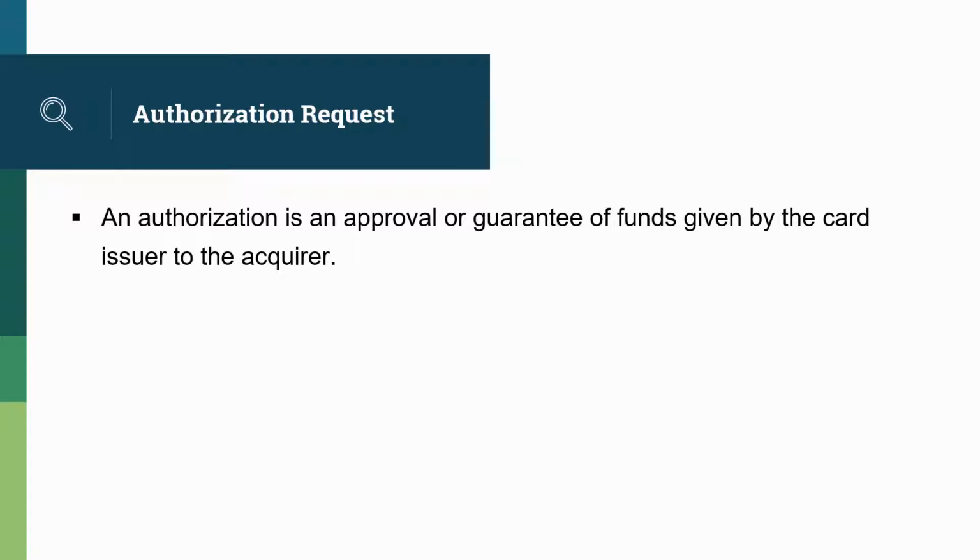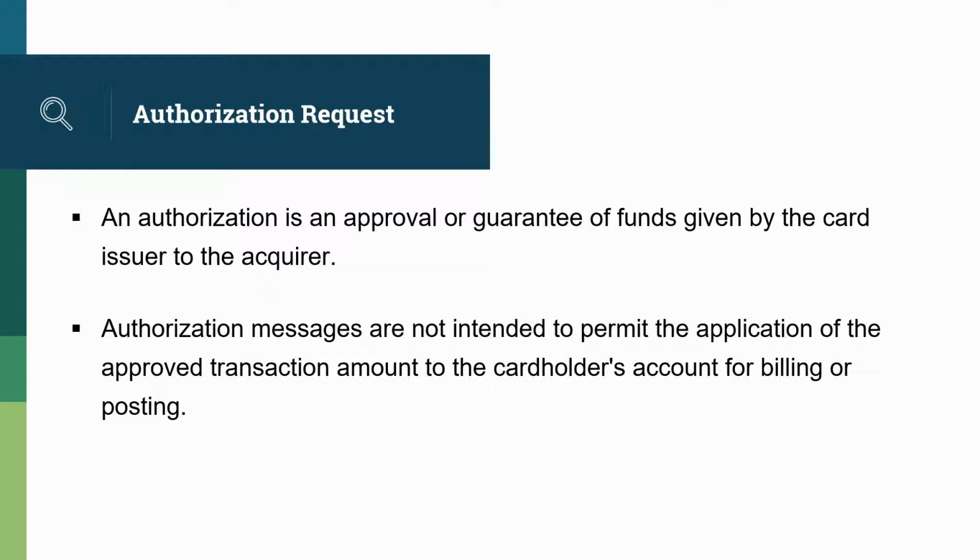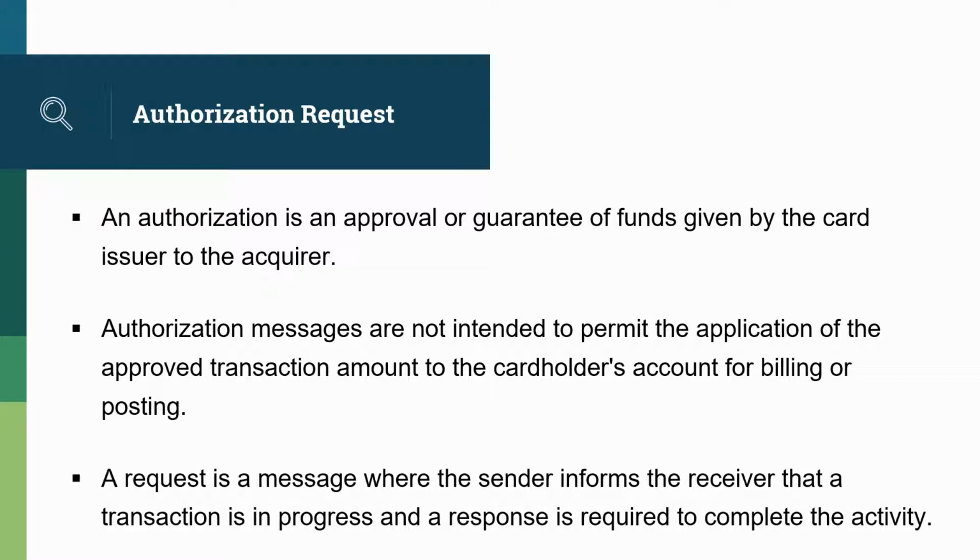Let's start with authorization messages. An authorization is an approval or guarantee of funds given by the card issuer to the acquirer. Authorization messages are not intended to permit the application of the approved transaction amount to the cardholder's account for billing or posting. A request is a message where the sender informs the receiver that a transaction is in progress and a response is required to complete the activity.